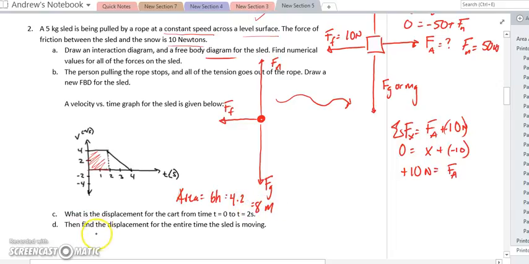Now it says find the displacement for the entire time that the sled is moving. I would just add to that this piece right here, which would be 1/2 base times height, which would be a change in my base of 2, multiplied by a height of 4, divided by 2, which would give us 4 meters. So the total distance it travels would be 12.